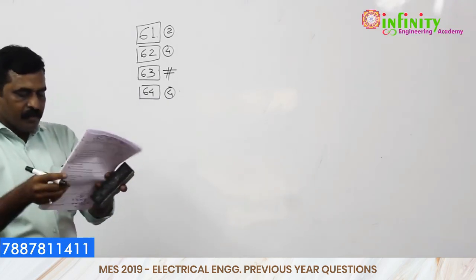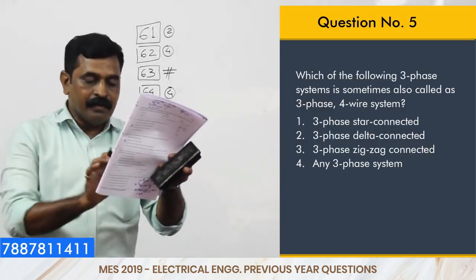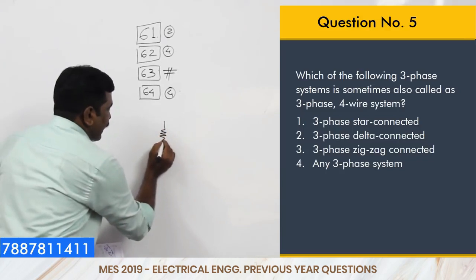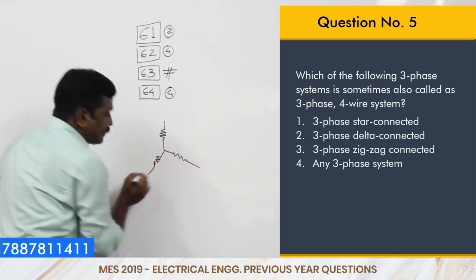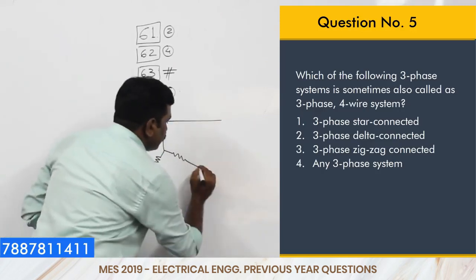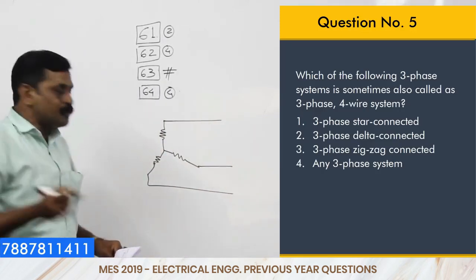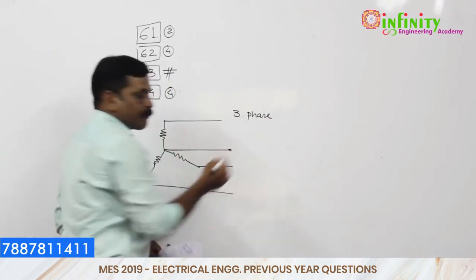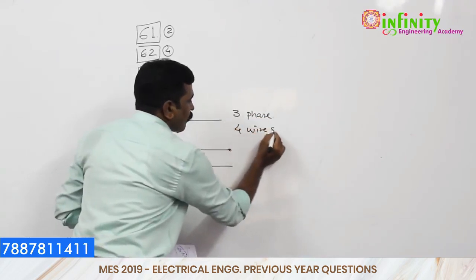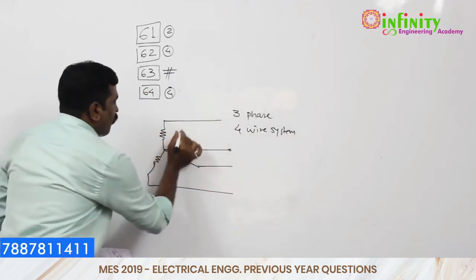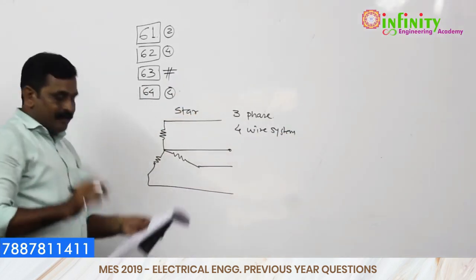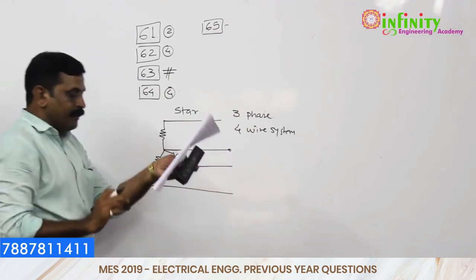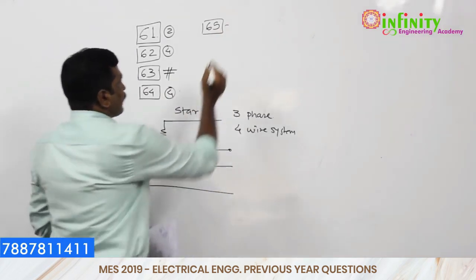The next question: which of the following three-phase systems is sometimes also called a three-phase 4-wire? So here the representation is just like this one. These are nothing but the star connected, one terminal, second terminal and third terminal. When there is a neutral terminal drawn outside, we get a three-phase 4-wire system. And it is applicable only for the star network. That's why for question number 65, the answer key is nothing but the one, that is a three-phase star connected.